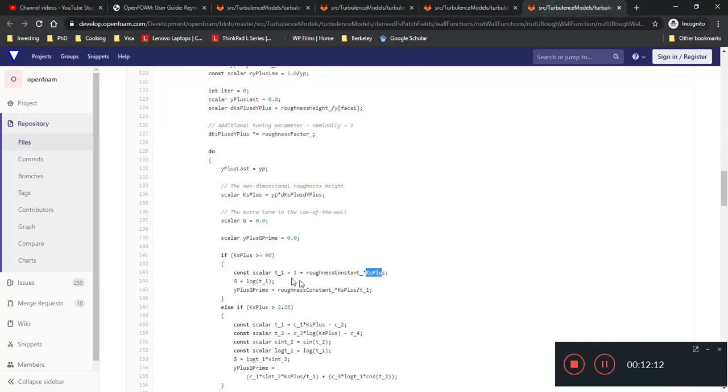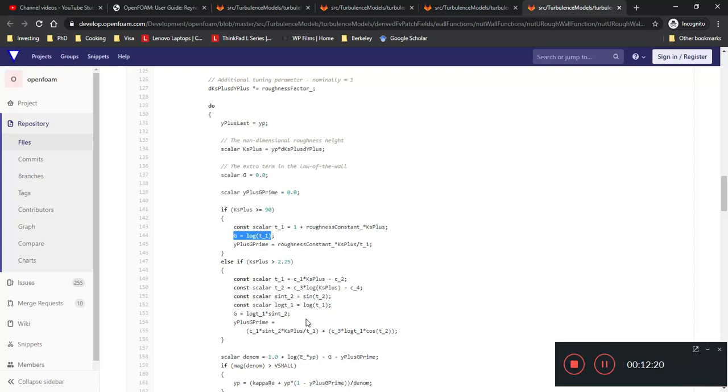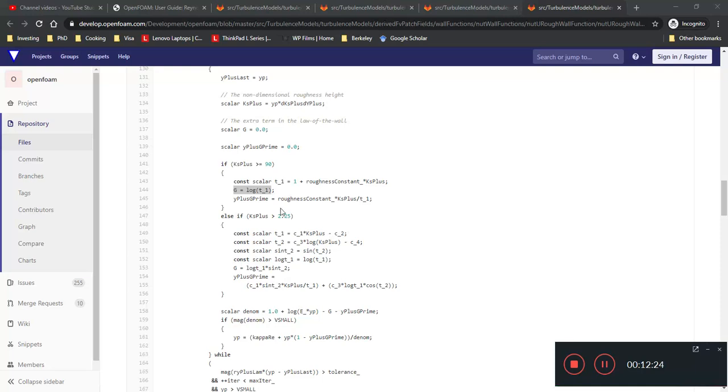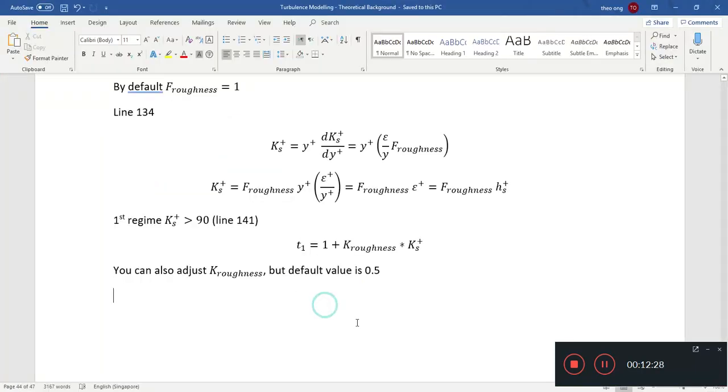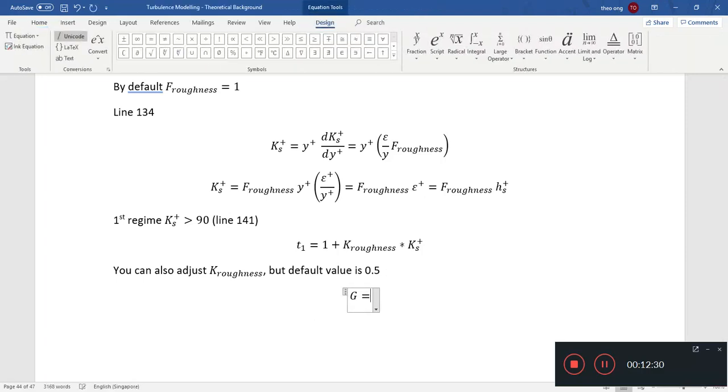This is T1. So G equals to logarithm of T1. Okay, great. So OpenFOAM tells us, I want to define this term G. So let's just say G equals to ln of T1. So ln of this whole thing here.